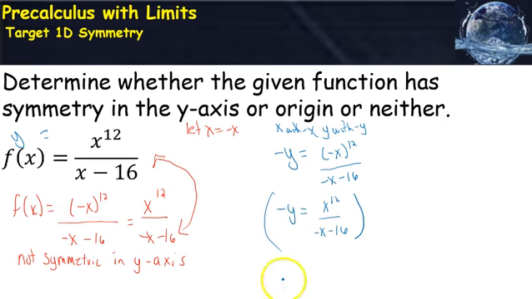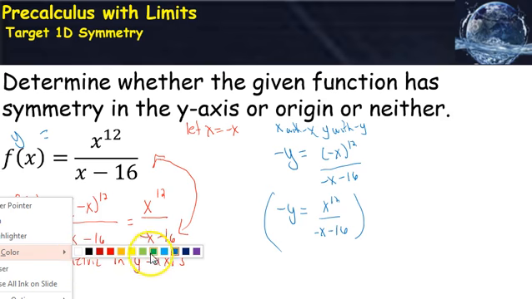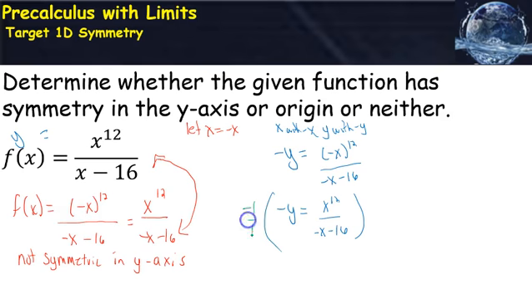Now to fix this, I'm going to multiply by a negative 1 over 1. I'm going to use a different color. So I'm multiplying by negative 1 over 1. So I get y equals negative x to the 12th over negative x minus 16. Now remember, I'm multiplying negative 1 over 1, so only the top gets multiplied by the negative, not the bottom.